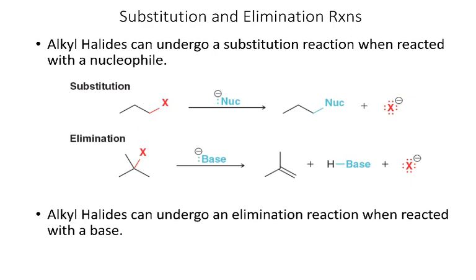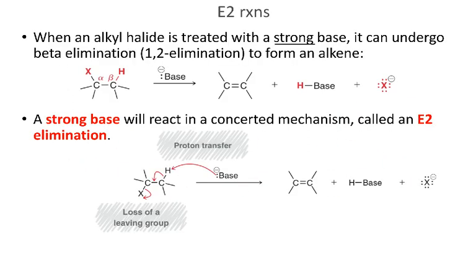So when we talked about SN2 reactions, we mentioned the fact that alkyl halides can undergo both substitution, which we saw in SN2 reactions, and another type of reaction they can undergo is elimination, where we remove the halogen and a neighboring hydrogen atom to make an alkene. And so one type of elimination reaction is going to be the subject of this video.